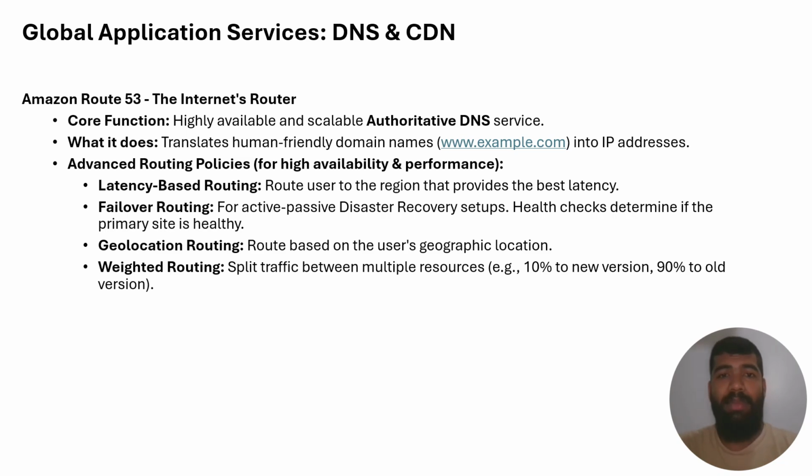Route 53 is much smarter than traditional DNS. It has advanced routing policies. Latency-based routing sends your user to the AWS region that will give them the fastest response, whereas failover routing, perfect for disaster recovery, automatically routes traffic to a healthy backup site if your primary site goes down. Geolocation routing, as it says, routes users based on the country they are in, and weighted routing splits traffic between multiple resources, which is great for testing new features or for load balancing.